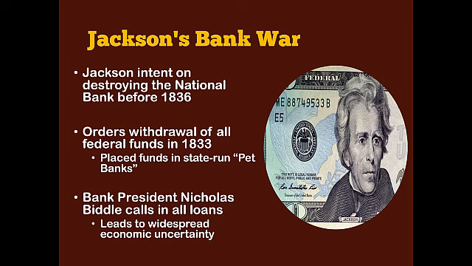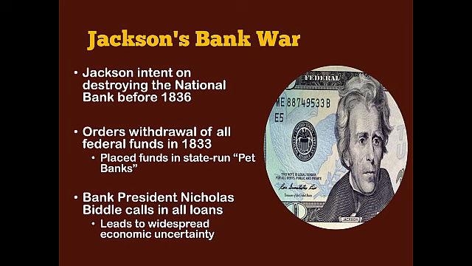So what he's going to do under executive power is start withdrawing all the federal funds from the federal bank and start putting those funds in state-run banks. These are banks run by Democrats in the different states of the United States, and they got the nickname his pet banks, his favorite banks, kind of like a teacher's pet. This is kind of like Jackson's pet.